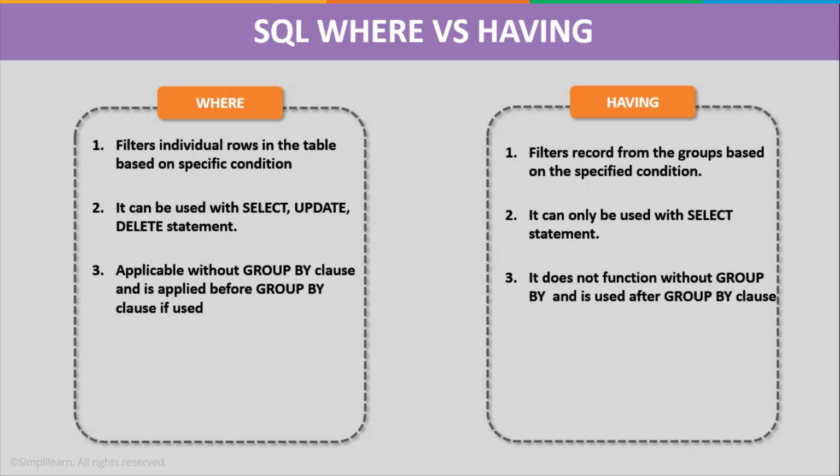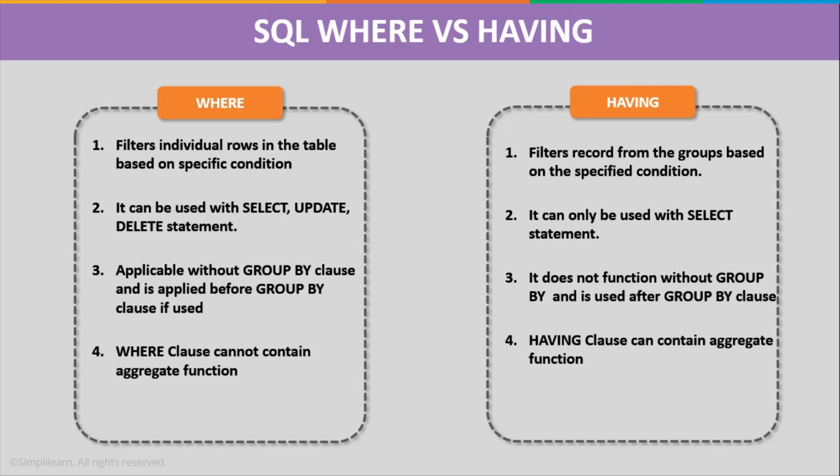Now where comes before group by, which means that the where clause filters rows before performing aggregate calculations, and having comes after group by, which means the having clause filters rows after performing aggregate calculations. Consequently, having is slower than where in terms of complexity and efficiency as well.